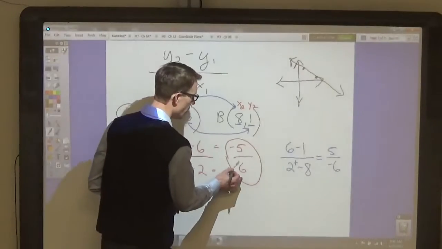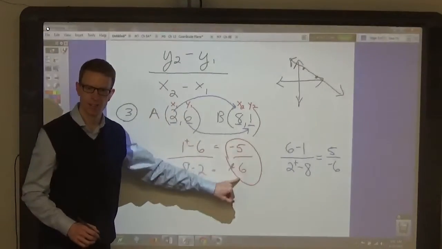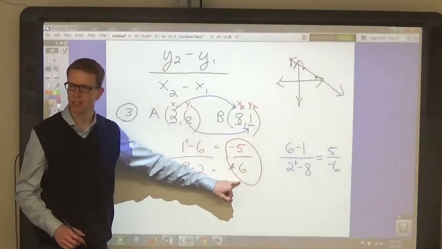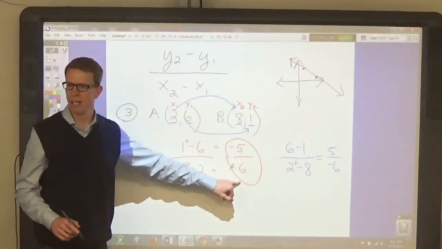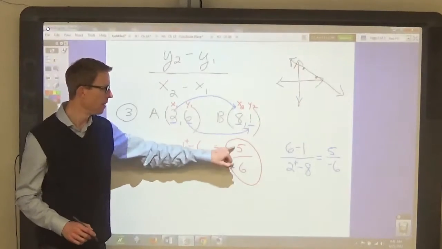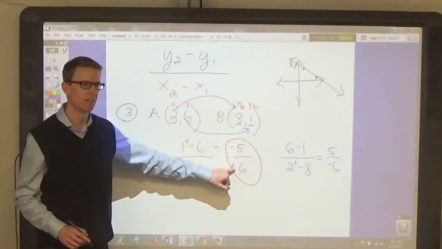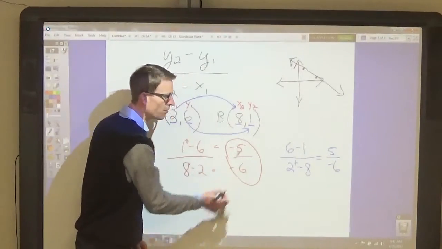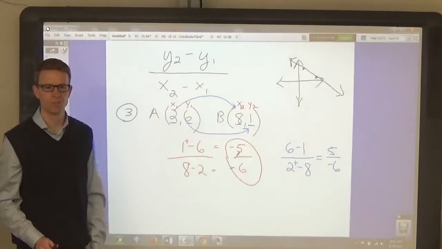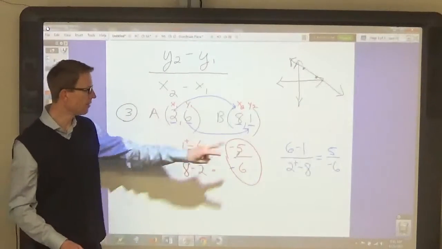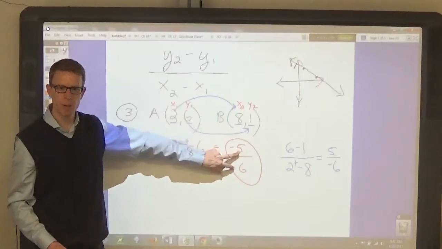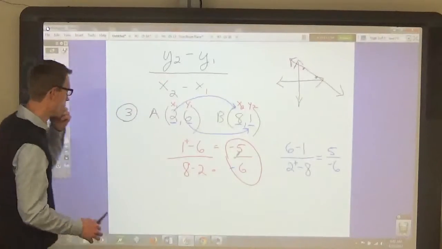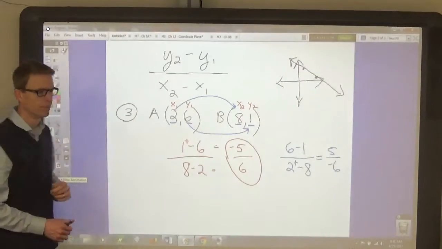What if there were 2 negative signs? Would this be negative? No. What would the slope be if it was negative 5 over negative 6? Would it be negative or positive? Negative over negative is positive. That would be a positive slope, yep, because these negative signs would cancel each other out. If there's 2 negative signs, it's really positive. Okay? If there's 1, it's negative. Does that make sense?